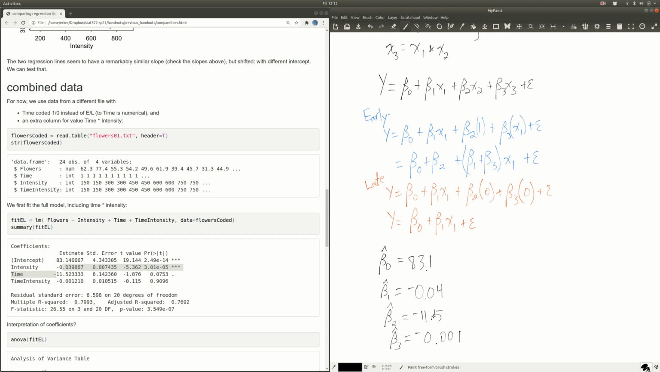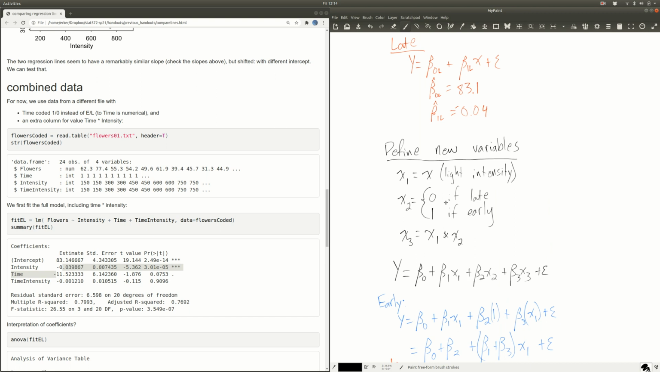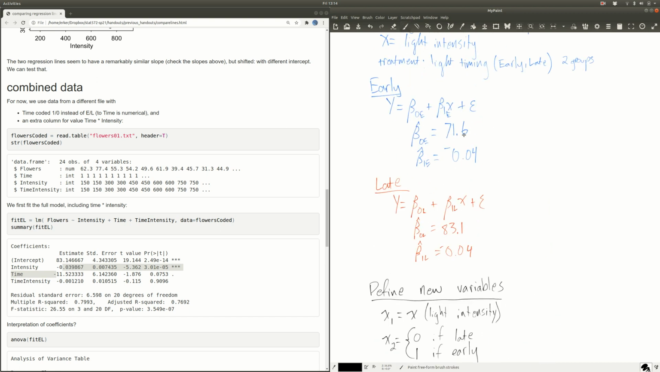Now let's look at the estimates for the early model. So the intercept for the early model is beta naught plus beta 2. So beta naught is 83.1 and beta 2 is 11.5. Add these together and you're going to get, let's see, 71.6 or so. So let's look at that for the early model. Yep, 71.6. That's our estimate for the intercept for the early model.